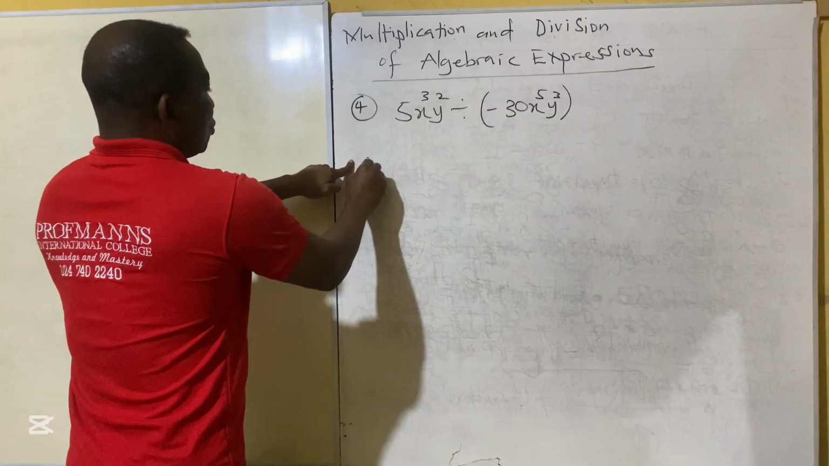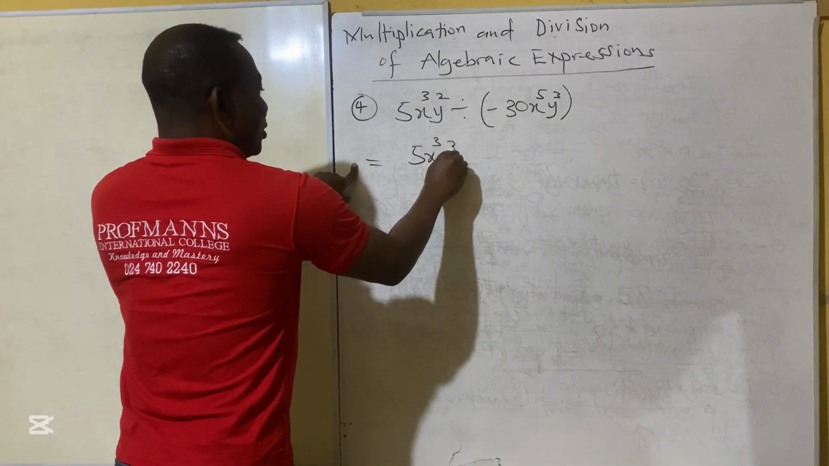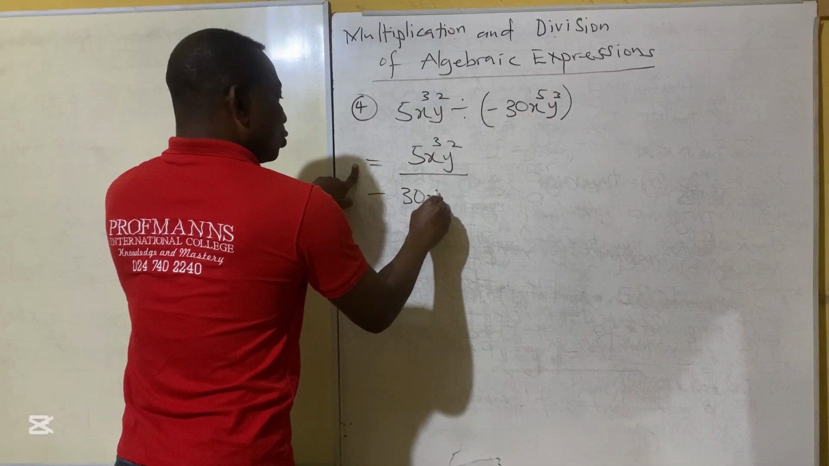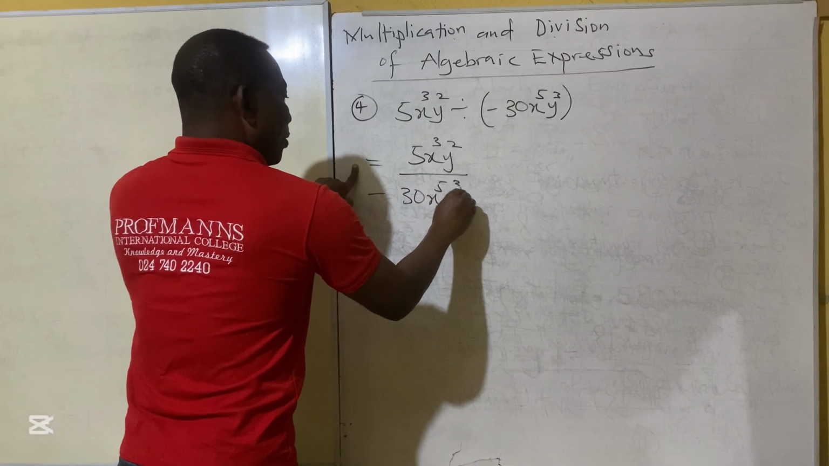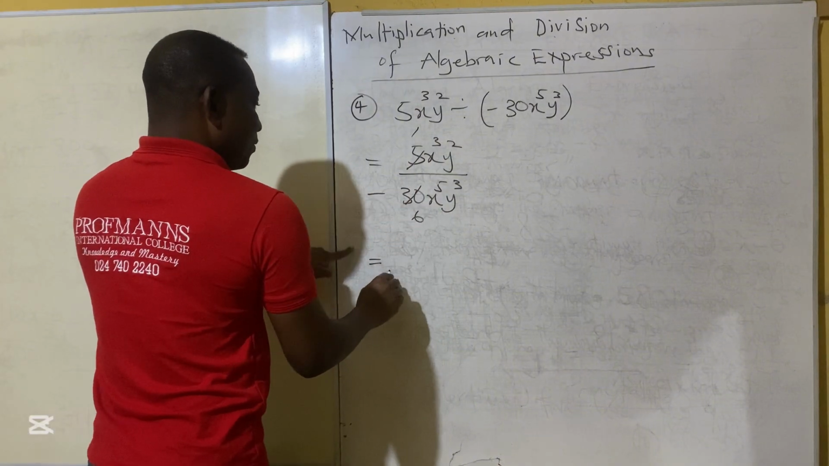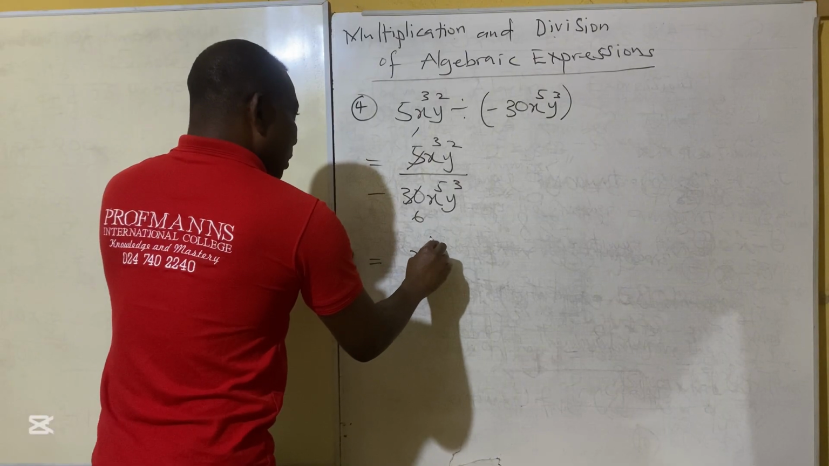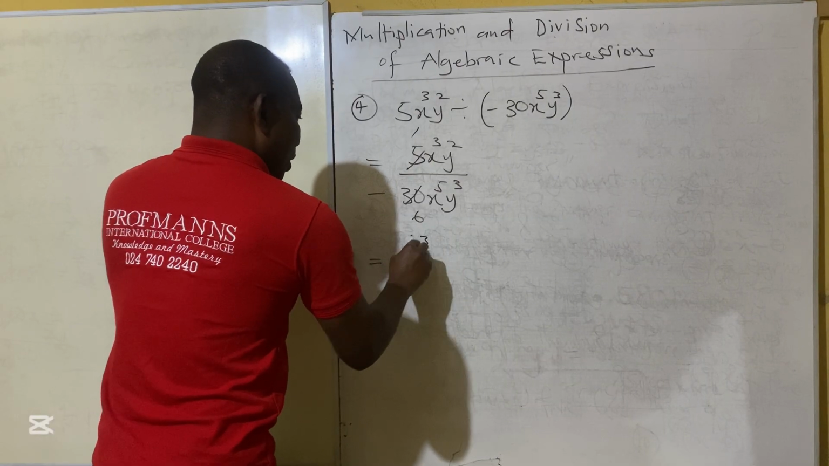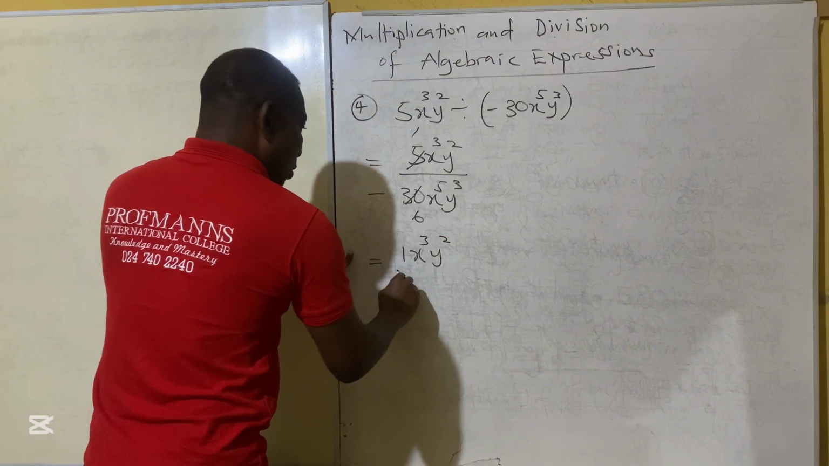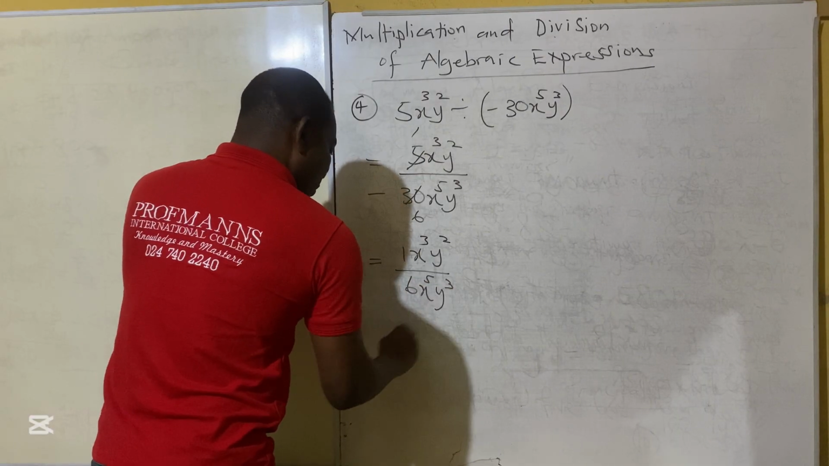So number 4. So this gives us 5x to the power 3 y squared divided by minus 30 x to the power 5 y to the power 3. 5 goes into itself 1, goes into 30, 6. So this gives us x to the power 3 y to the power 2, and we have 1 here, over 6 x to the power 5 y to the power 3.